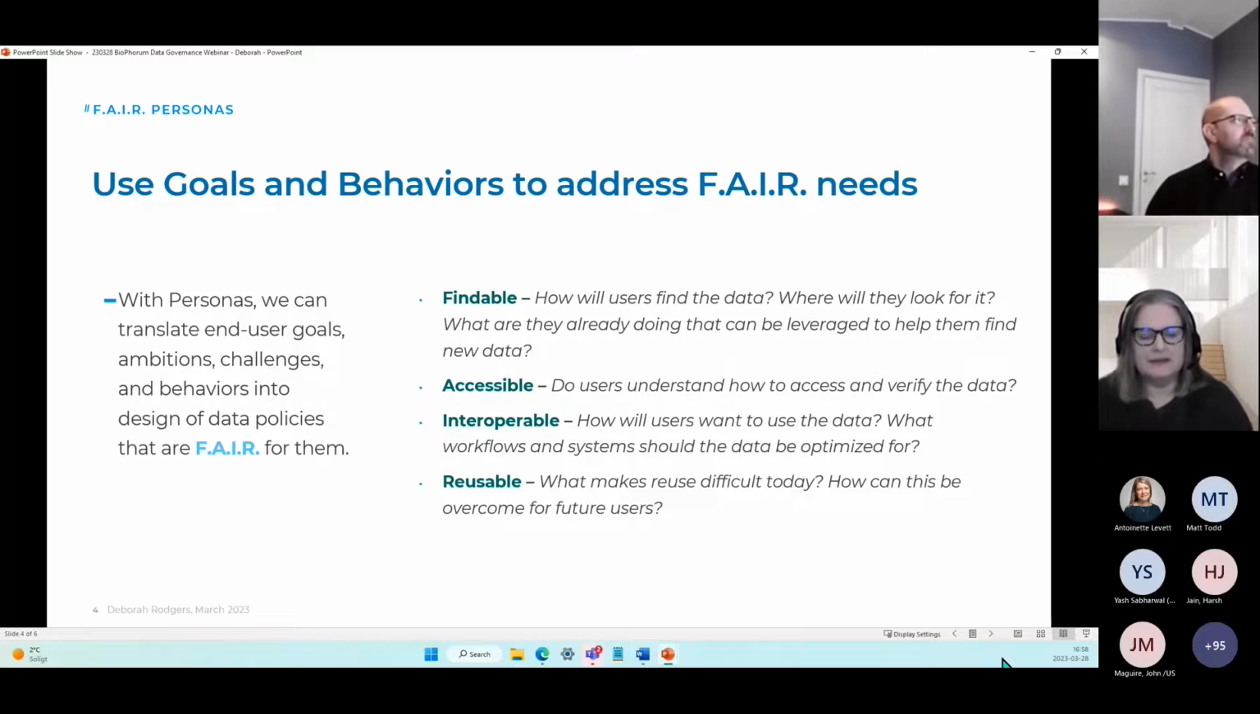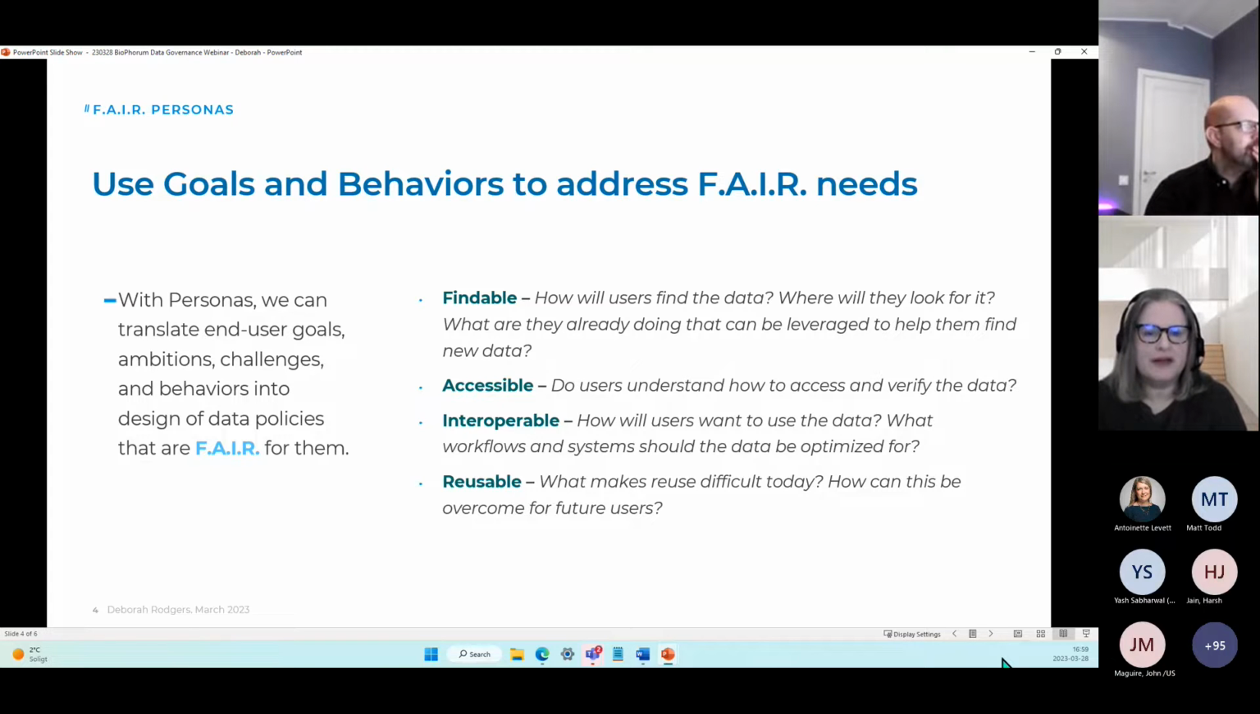Okay. So when we think about using those goals and behaviors to address FAIR needs, this is one of the places where you want to bring in what you've populated those persona templates with to really help hone in how you're going to design this for the end users themselves. So if we think about those FAIR principles, findable, accessible, interoperable, and reusable, the goal here is to think about those for a little bit, at least specifically through the lens of your personas.